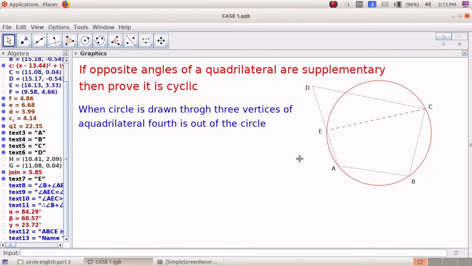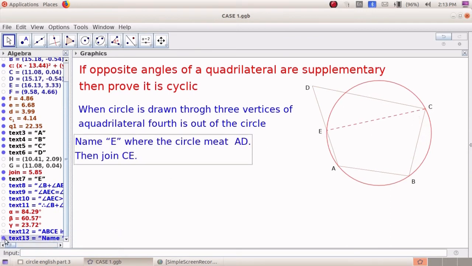Here we have named the point where AD meets the circle E and CE is joined. Now we see ABCE. That one is a cyclic quadrilateral because all its vertices are on that circle. See, ABCE is a cyclic quadrilateral.